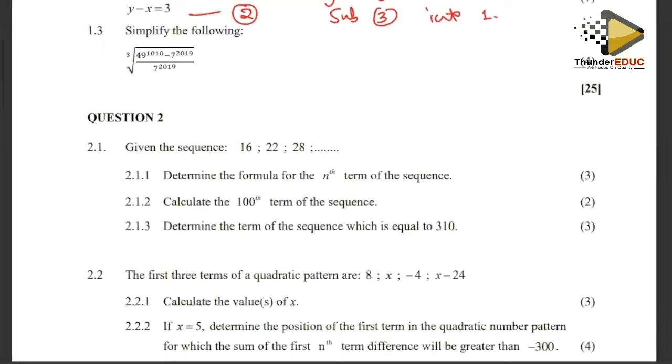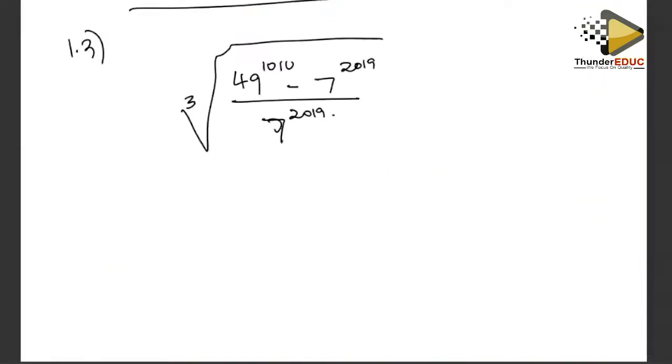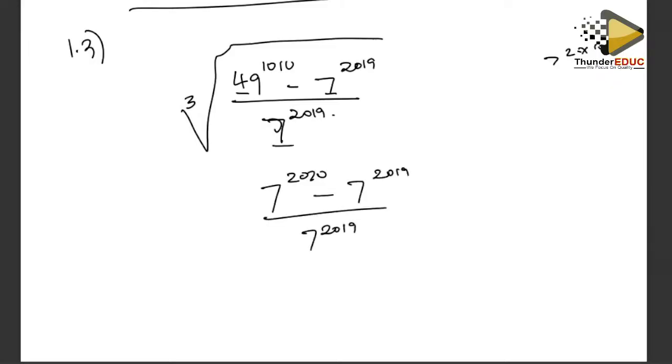Okay. So whenever we have such questions, create similarity with the bases. We have a base of 7, and this is a base of 49. Know that 49 can be written as 7 squared. That's going to affect the 1010 to give us 2020. So 7 to the 2020 minus 7 to the 2019, over 7 to the 2019. I'll say everything is to the exponent of 1 over 3 because that's the meaning of the cube root.